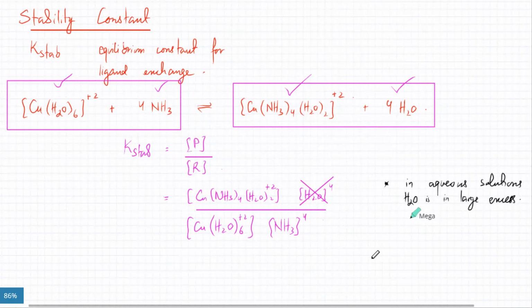For example, if there are 10,000 moles of water, then if a few moles are produced or a few moles get consumed, the amount of water remains almost constant. You can remember solutions are mostly water, and water is in large excess. So the moles would be constant, which is why you don't write them down in the expression, because its concentration is going to be a constant.